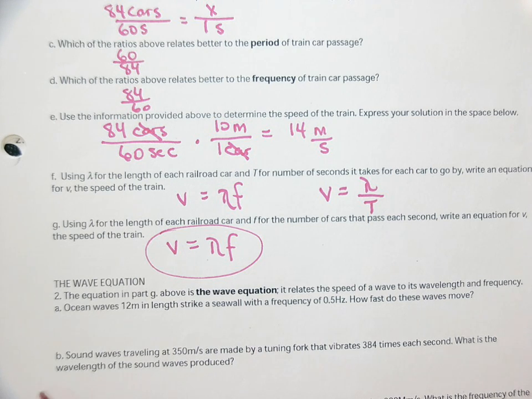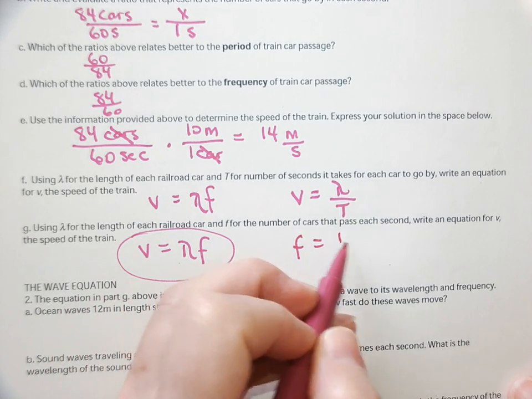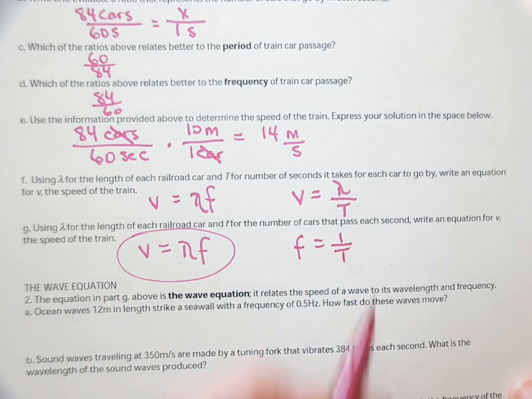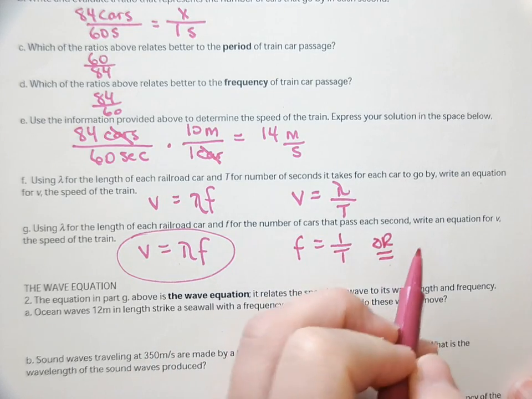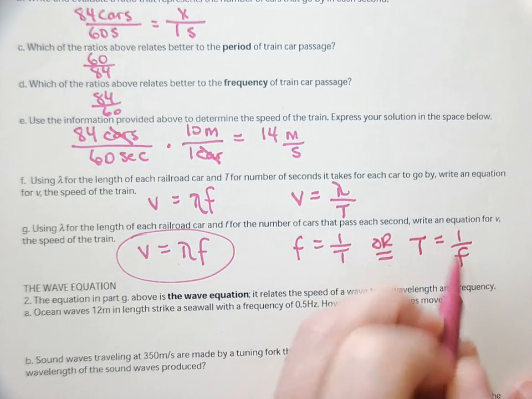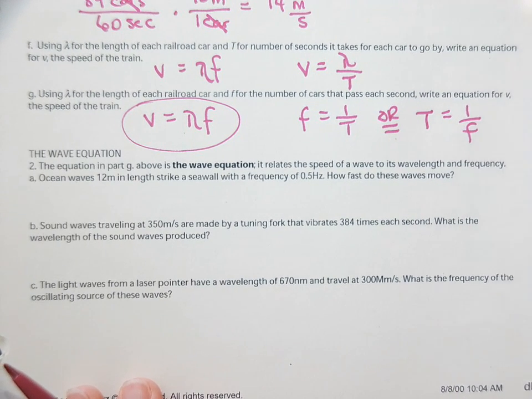Okay, but the other thing that you get from this work is to figure out that frequency and period are inverses of one another. So you can write frequency as 1 over period, or period is 1 over frequency. And those are important relationships because depending on what you're given in a question, you may need to use these different versions of this equation to solve.